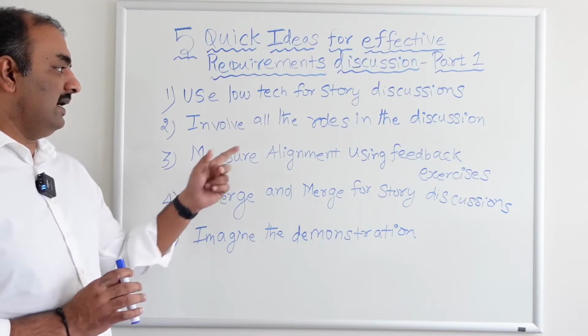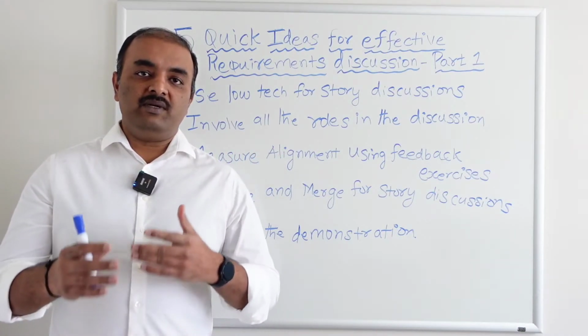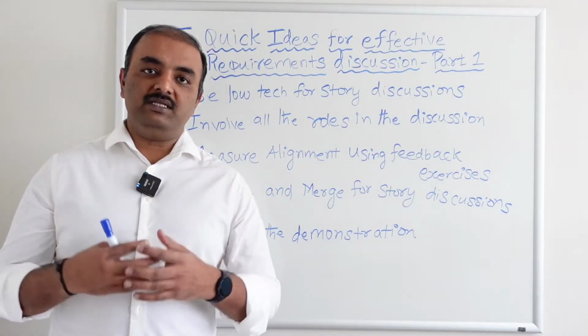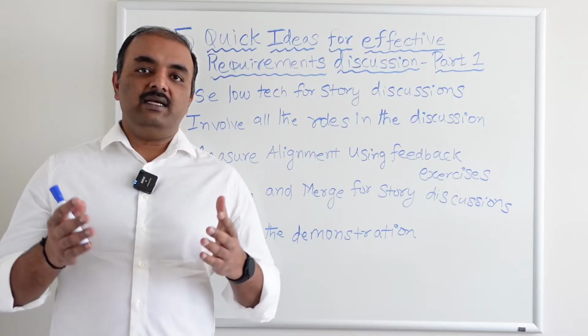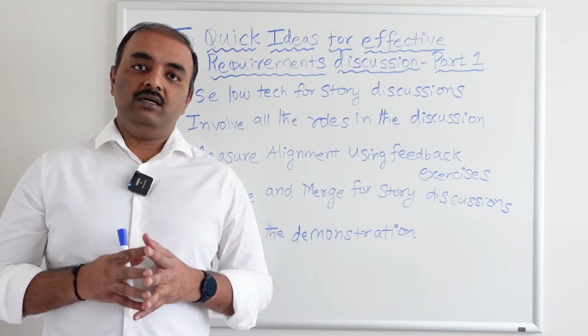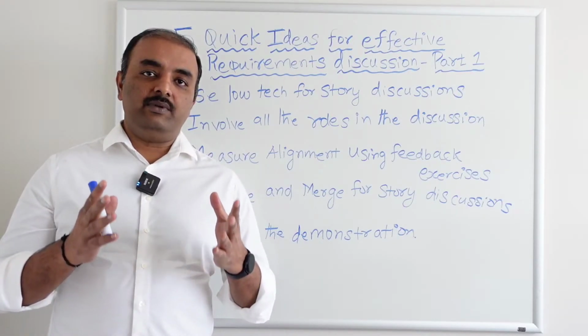Third one is measure alignment using feedback exercises. The typical way of requirements discussion is a BA is going to discuss requirements with the inputs from the business. At the end of the session, BA is going to ask the audience if everyone understood the story or not. The practical scenario is out of 10 people, 7 people or 6 people would have understood it.